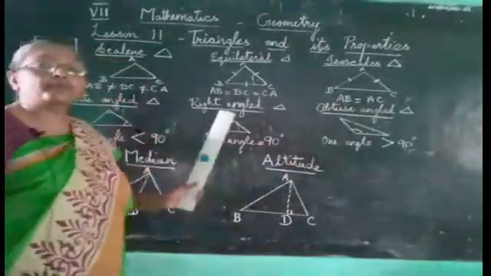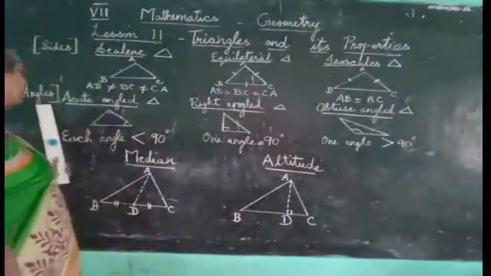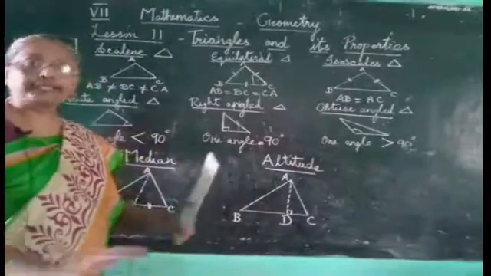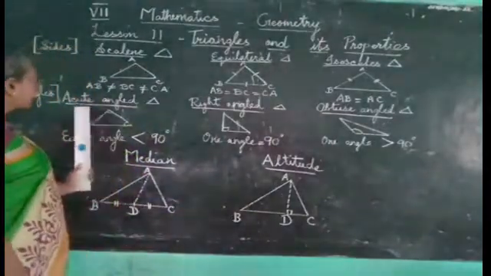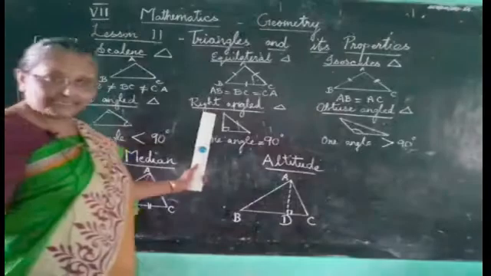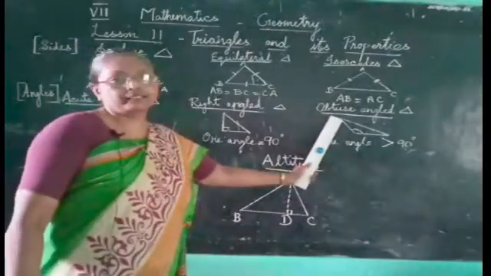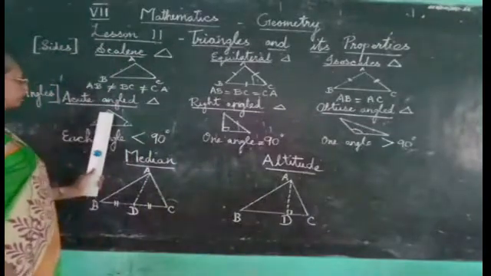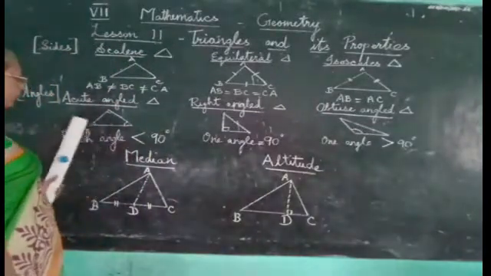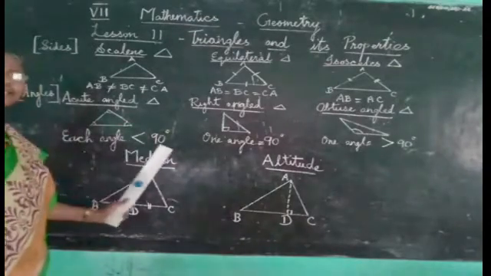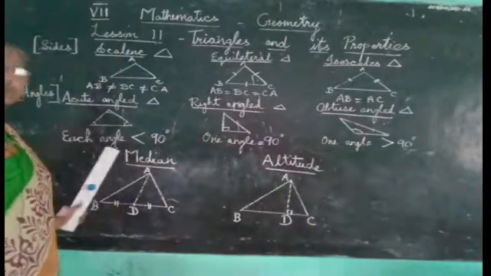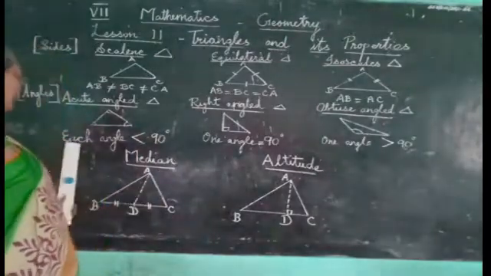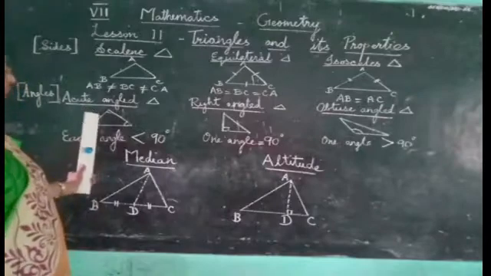Now we will see the types of triangles based on angles. Based on the angles, we can classify them into 3 different types. What are they? Acute angle triangle, right angle triangle and obtuse angle triangle. Now what is an acute angle triangle? If each angle of any triangle is less than 90 degrees, then it is an acute angle triangle.